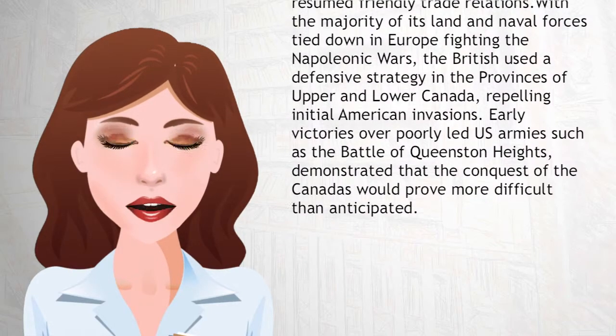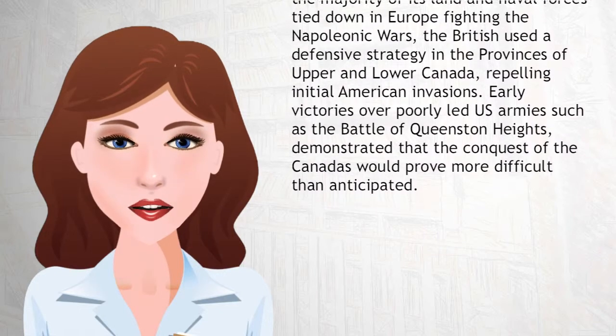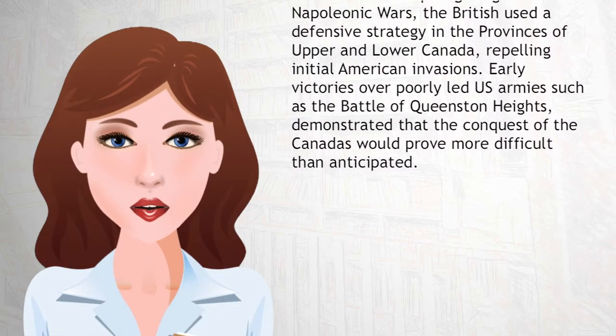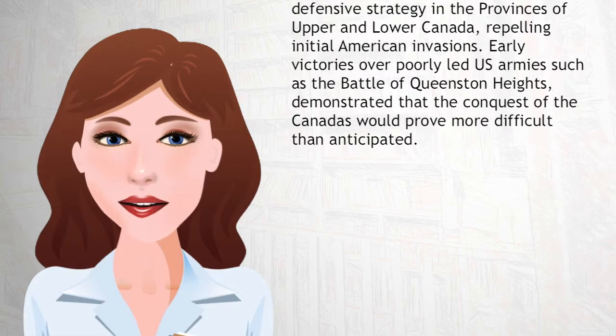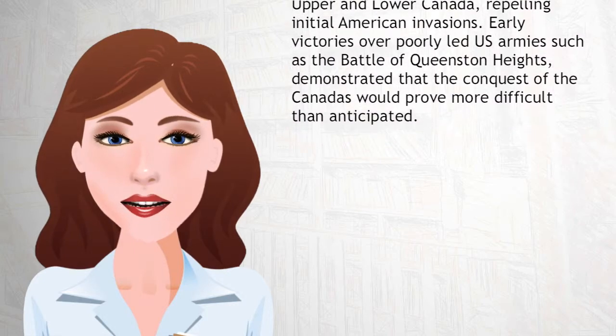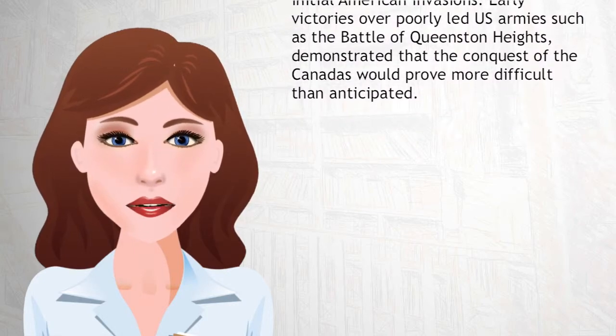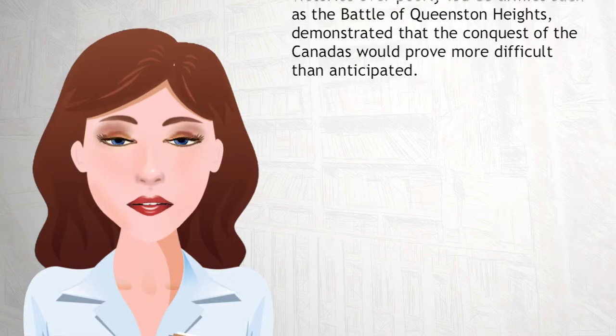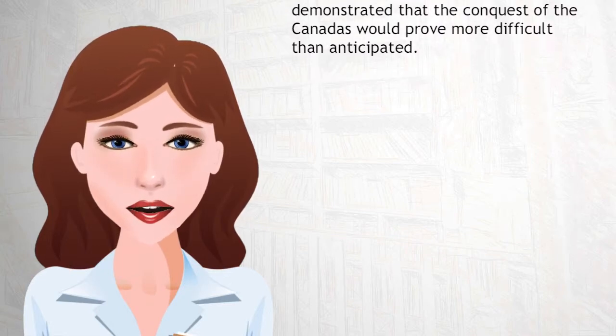The British used a defensive strategy in the provinces of Upper and Lower Canada, repelling initial American invasions. Early victories over poorly led U.S. armies such as the Battle of Queenston Heights demonstrated that the conquest of the Canadas would prove more difficult than anticipated.